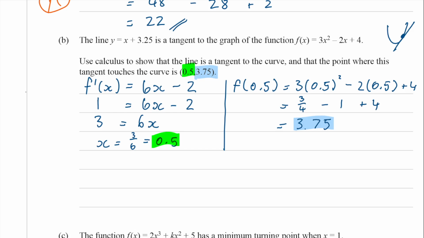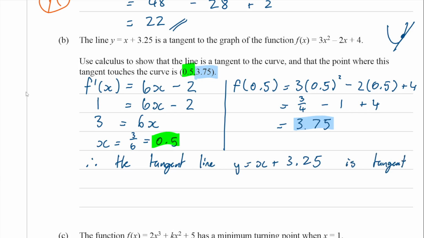So we can conclude, therefore, the tangent line y equals x plus 3.25 is tangent to the original function f of x at that specified point.